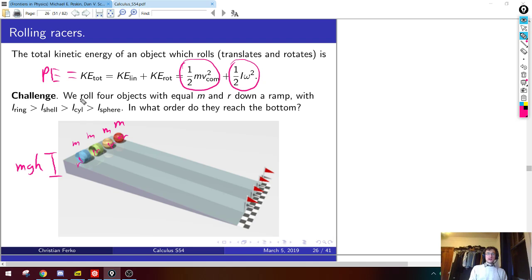So all of these guys are going to convert the same amount of potential energy, because they start from the same place. They're all going to convert that potential energy into kinetic energy, but for these guys, the split of kinetic energy into translation and rotation will be different, because some of these guys have bigger I's. So the guys with the bigger I's are going to have more of the energy going into the second term, right? Because I is larger.